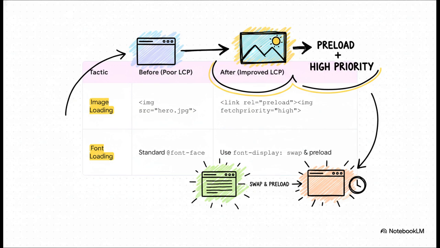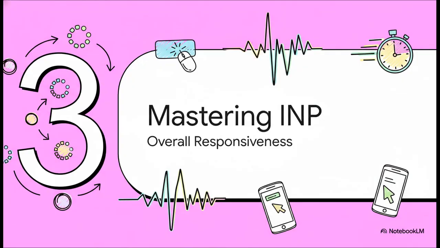So, the takeaway is we have to stop letting the browser guess what's important. And this right here is the solution. Instead of just waiting for the parser to stumble upon your LCP image, you scream it from the rooftops, right in the head, with a preload link and fetchpriority high. You're basically tapping the browser on the shoulder and saying, hey, this thing, drop everything else, get this now. All right, let's move on to INP.